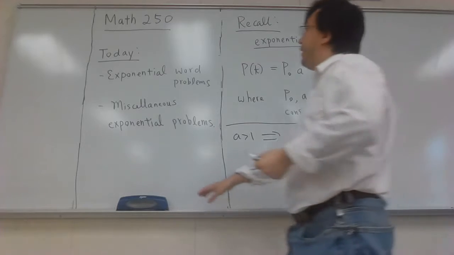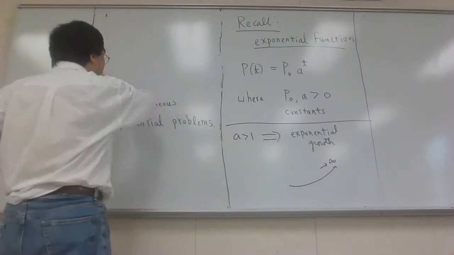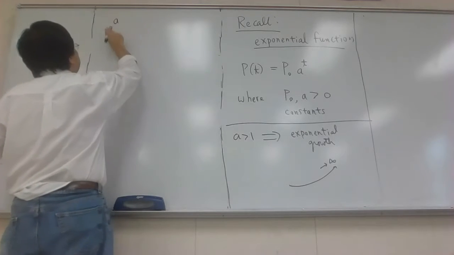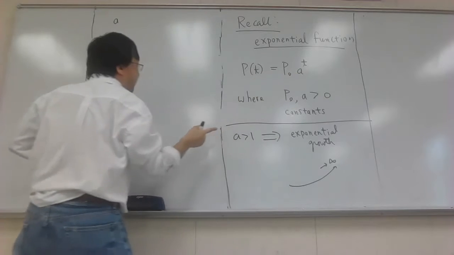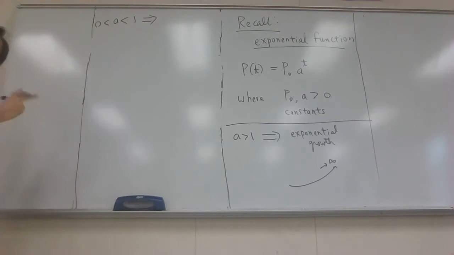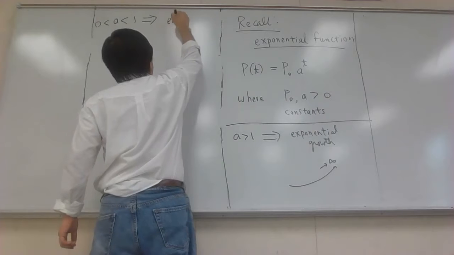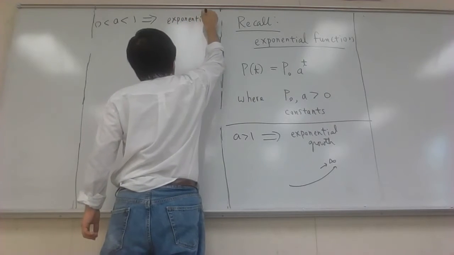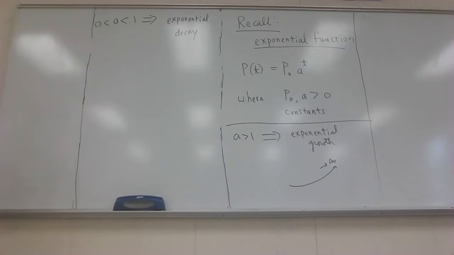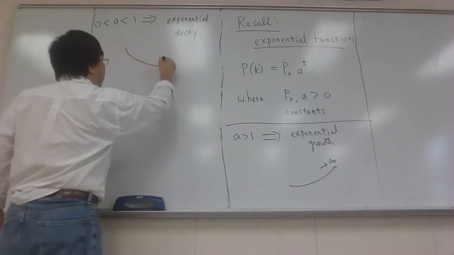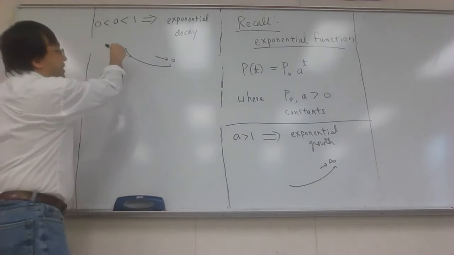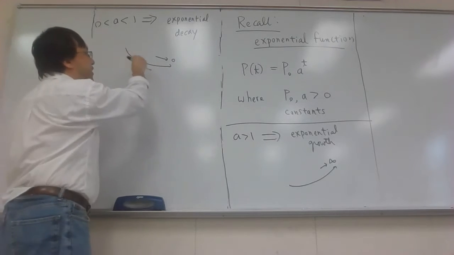And then the other case is where the base a is strictly less than 1. It's always greater than 0. Recall that that's the case called exponential decay. And the picture for exponential decay is like this. As we move forward in time, the function decays to 0.